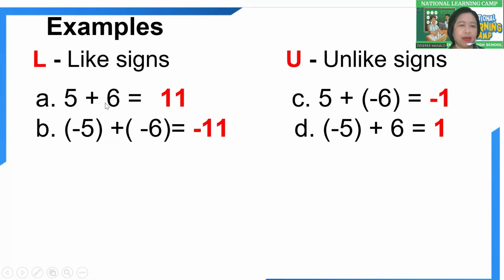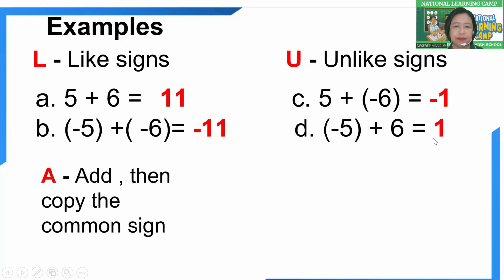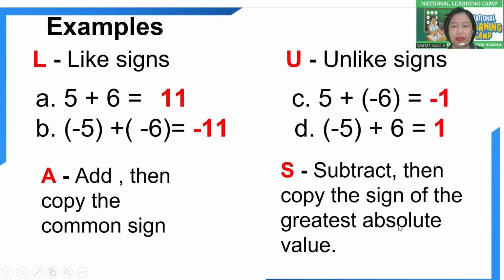If we add 5 plus 6, both positive, we will have 11. Negative 5 plus negative 6, we will have negative 11. For the unlike signs, positive 5 and negative 6, we will have negative 1. Negative 5 plus positive 6 is equal to positive 1. For like signs, we add and copy the common sign. For unlike signs, subtract, then copy the sign of the greatest absolute value.